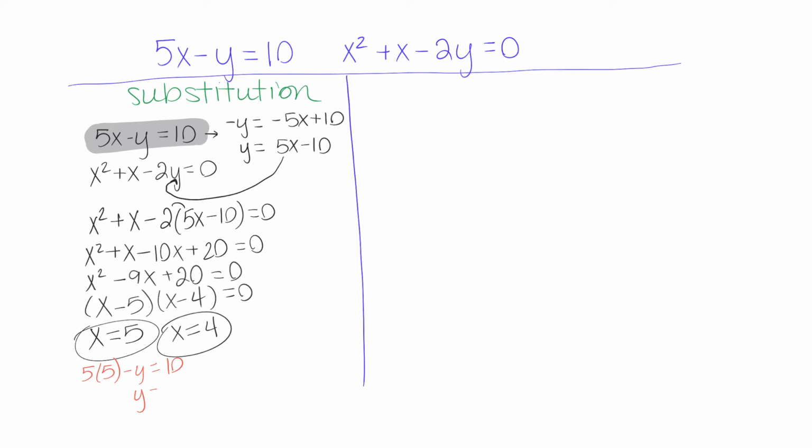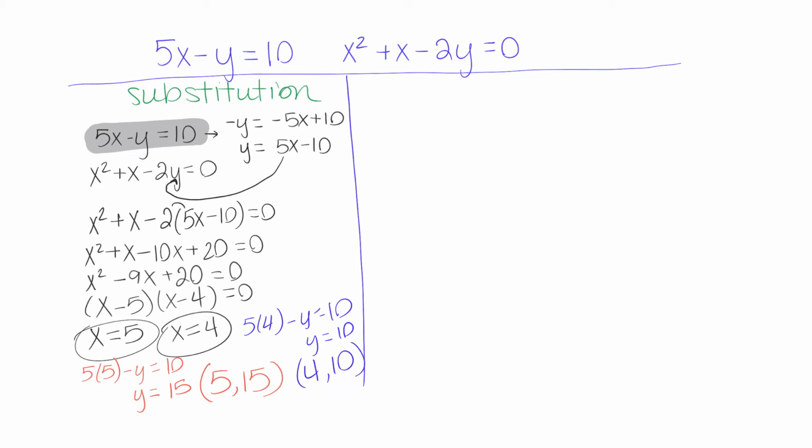Nope, that's not right. Y equals, let's see, 10 minus 25 is 15. Okay, 15. Y equals 15. So therefore, that answer is 5, 15 is the solution. And if I do the same thing with my 4, I plug my 4 in. So I'm going to have 5 times 4 minus y equals 10. So 20 minus 10, y equals 10. Is that right? Yeah, and then I would have 4, 10 as a solution.